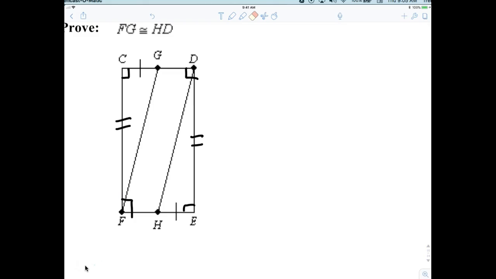Can you just draw? How did you get the third side?